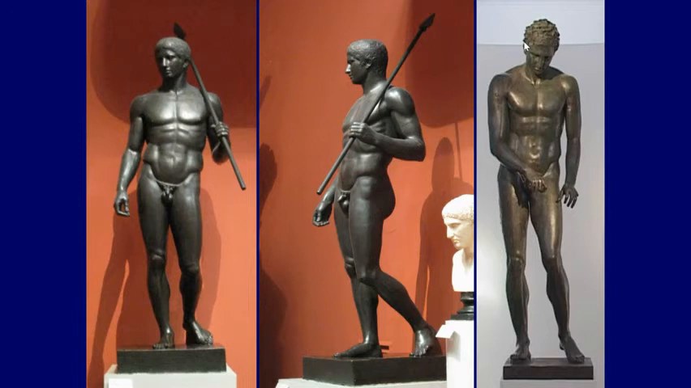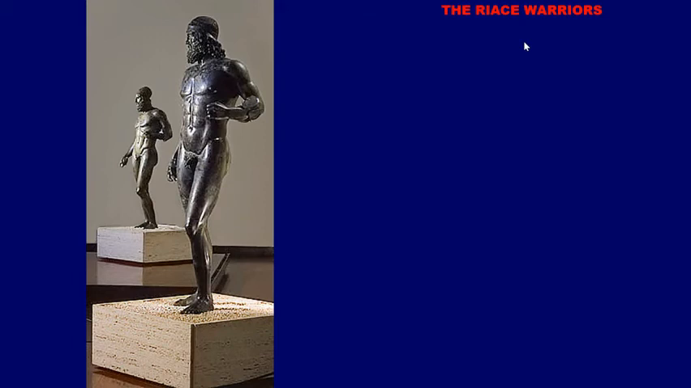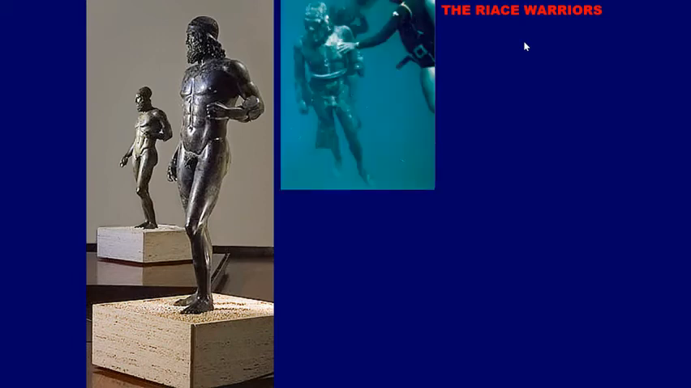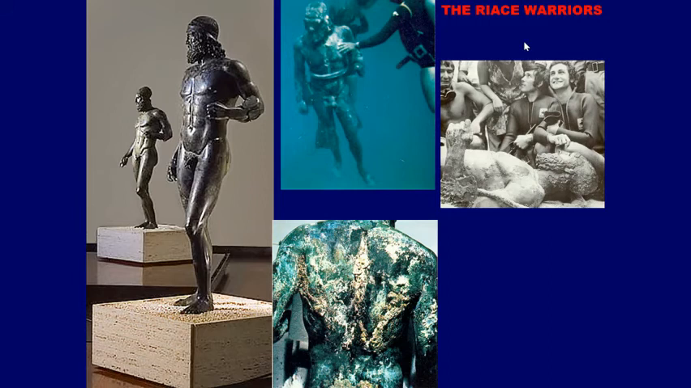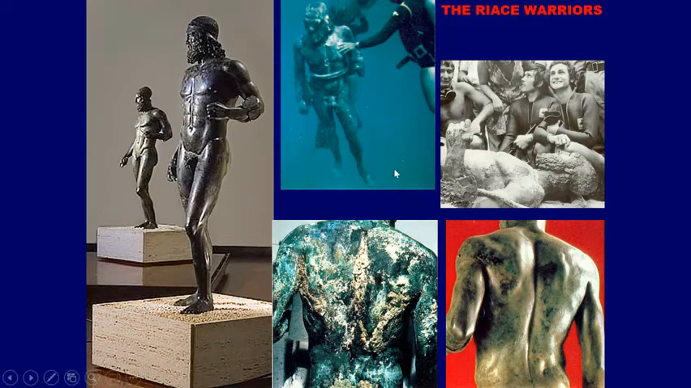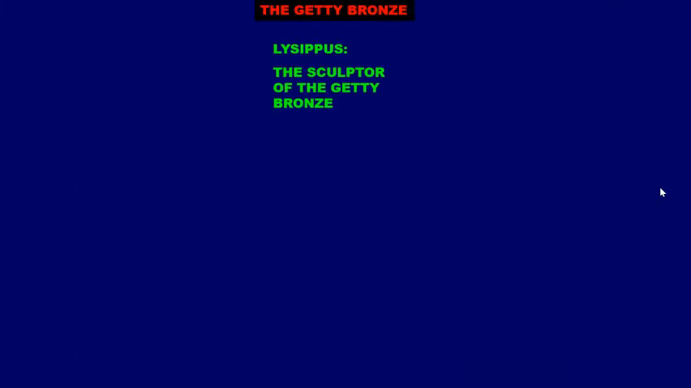All right, here's some more Greek bronzes. These two guys were found at the bottom of the ocean. Here's a photograph of divers bringing them up from the bottom of the ocean, and there they are on the boat, and then they had to clean them up. They had all kinds of growth on them, and this is before they cleaned up the Riace warriors, and this is after they cleaned up the Riace warriors. And then I want you to write down this definition right here: the sculptor of the Getty bronze.